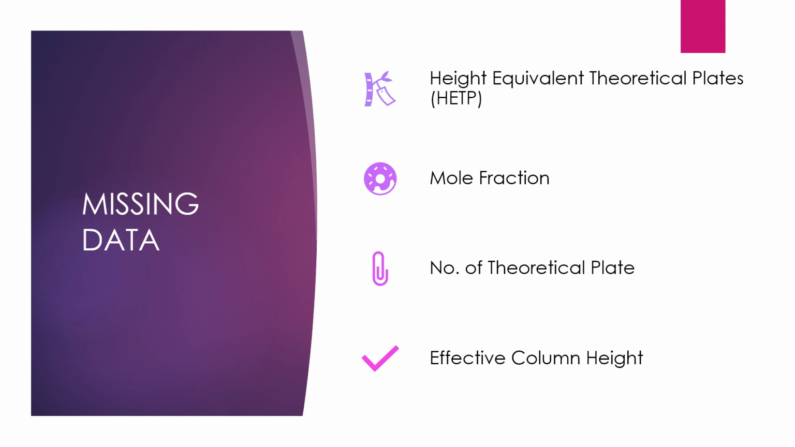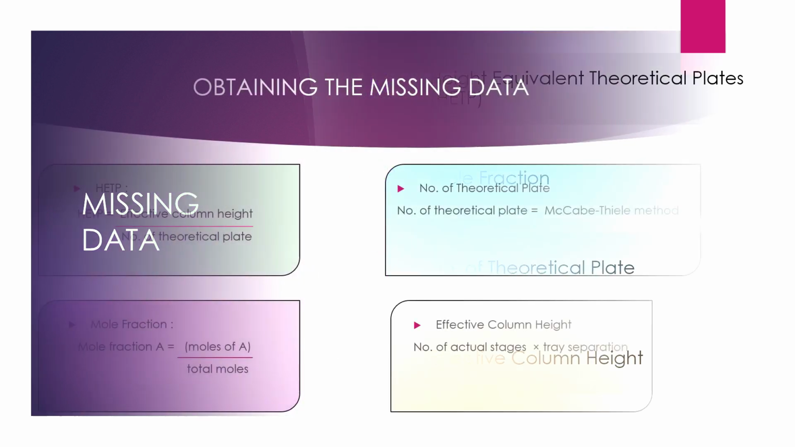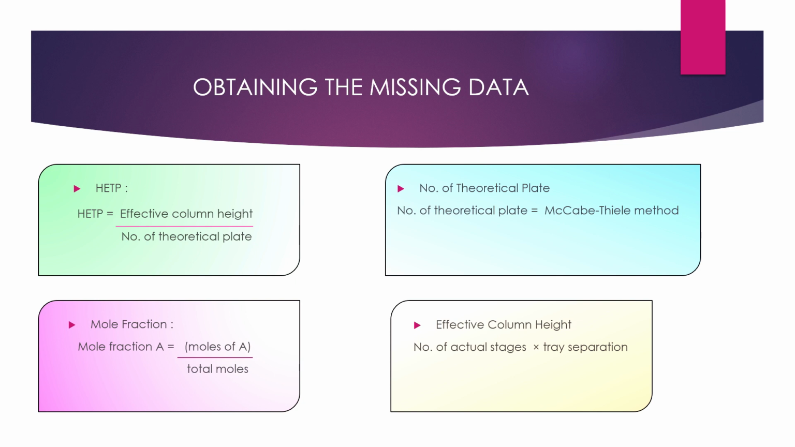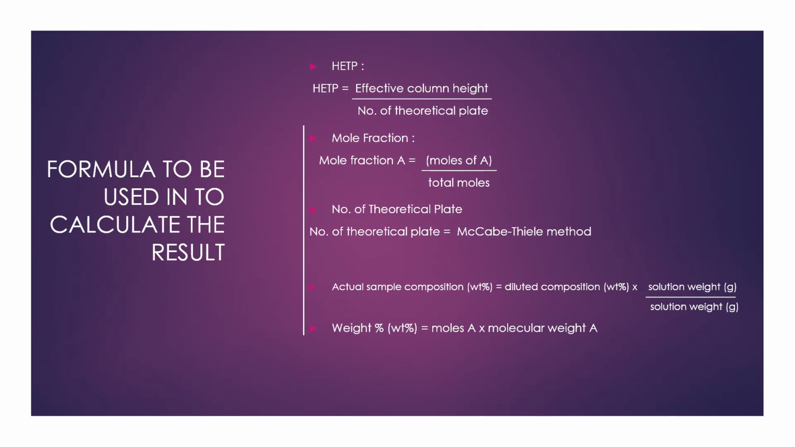The missing data: first, height equivalent to a theoretical plate HETP, mole fraction, number of theoretical plates, and effective column height. This is how to obtain the missing data. Formulas to be used in calculating the result.